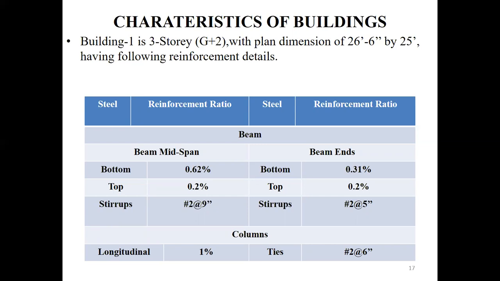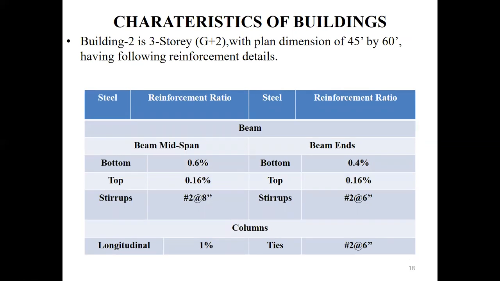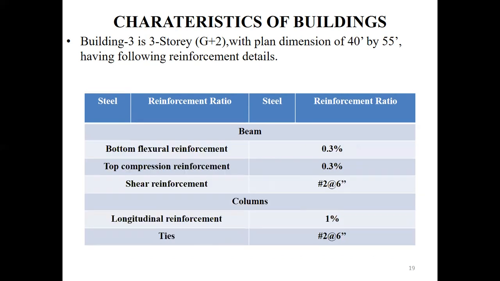which is a 3-story ground plus 1 building with a plan dimension of 26 feet 6 inches by 25 feet, having the following reinforcement in beams and columns. Here is building 2, which is also a 3-story ground plus 2 building with a plan dimension of 45 feet by 60 feet, having the following reinforcement details in the beams and columns. Then lastly, building 3 is also a 3-story building, ground plus 2, with a plan dimension of 40 feet by 55 feet.